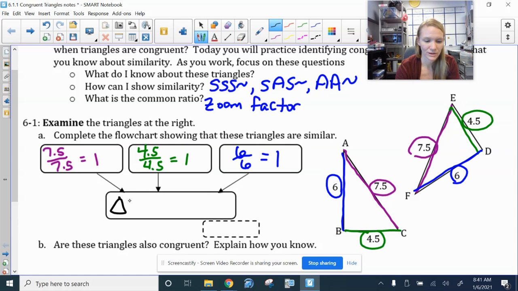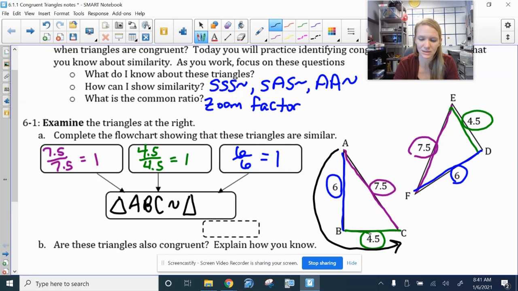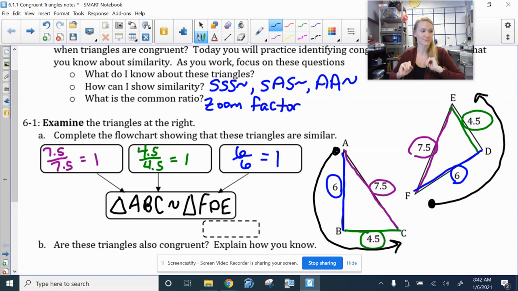So if we go ABC, we would say similar to, and then triangle. The way I brought this around, I went A, B, C, so I went from the medium side through to the small side. We want to do the same order on the other triangle. So I want to go from the medium side around to the small side, starting at the top of this triangle and coming around to the small side. So that'll be F, D, E. Keeping our order the same is very important.